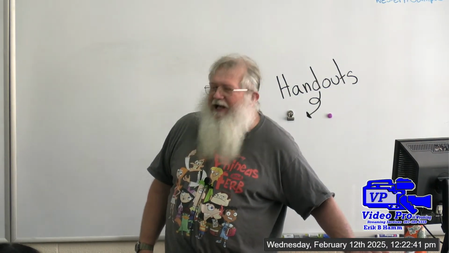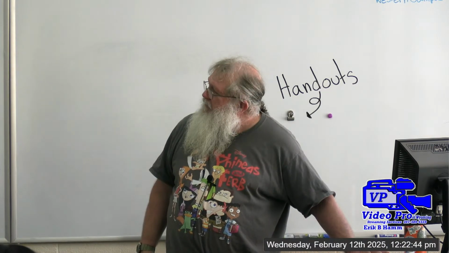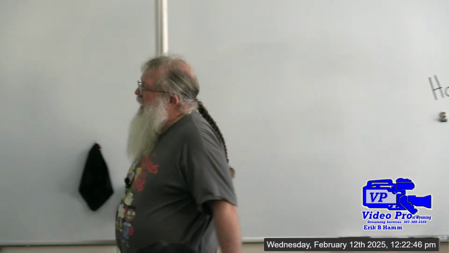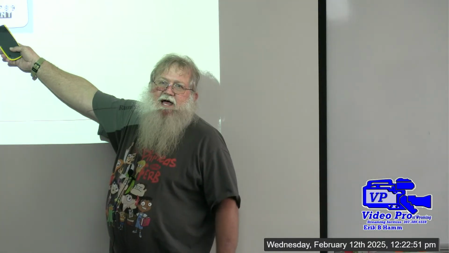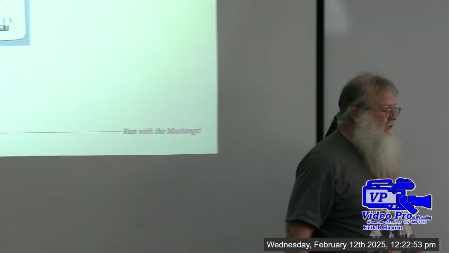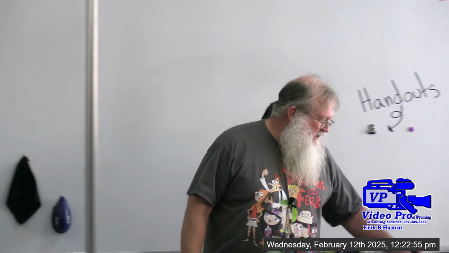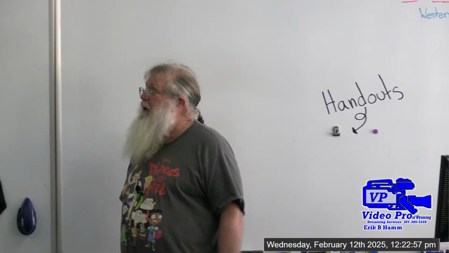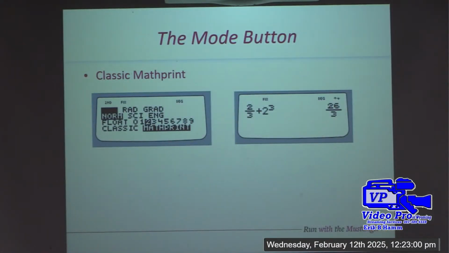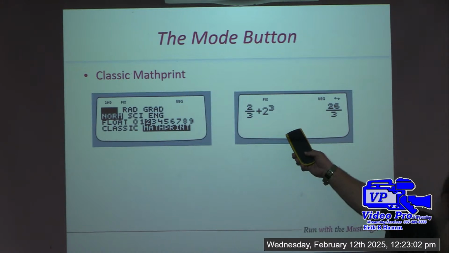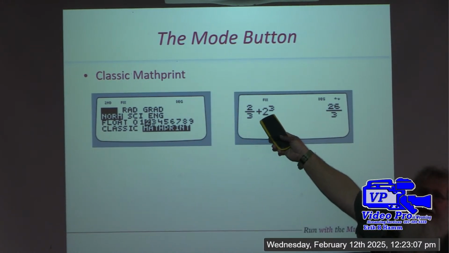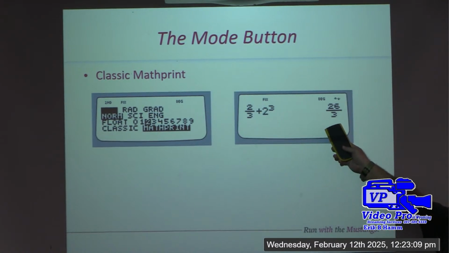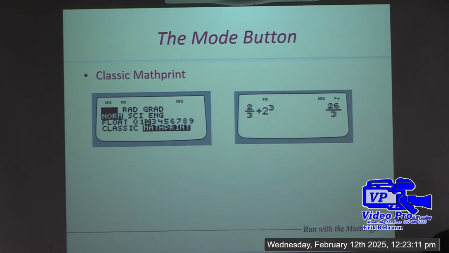All right, then classic versus math print. First off, math print. Hopefully your calculator is set in math print where it's highlighted black there. And what does math print do? Well, math print was like the best invention in the calculator. It makes your math on your screen look like the math on the paper. Notice the 2/3 looks like a fraction, and the exponent looks like an exponent, and we come up with 26/3.